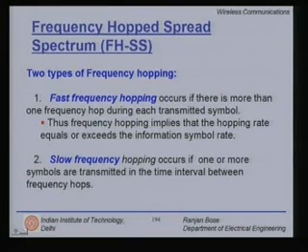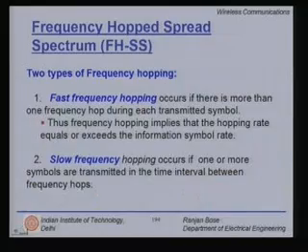Fast frequency hopping occurs if there is more than one frequency hop during each transmitted symbol. That is, while I am transmitting my symbol, within the symbol duration I have already hopped several times. It is called fast hopping. Thus fast frequency hopping implies that the hopping rate equals or exceeds the information symbol rate. On the other hand, in the case of slow frequency hopping, I send several symbols over the same frequency and then hop at a later time. Clearly synchronization is an issue in the fast hopping case.